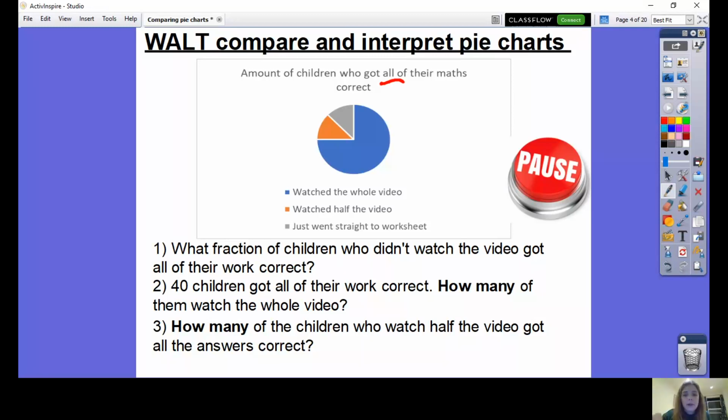And I've split that pie chart into children who watched the whole of the video, which is in blue, children who watched only half of the video and then did the work, and children who just went straight to doing the worksheet. Okay, so pause the video and try those do now questions.